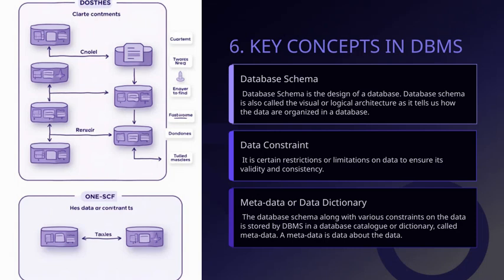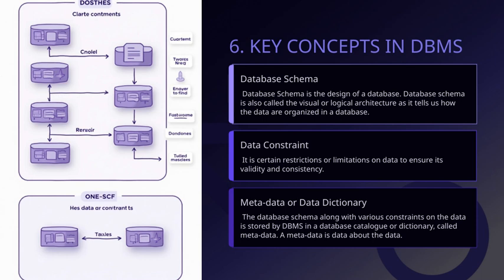Now, let's look at some key concepts in a database management system. First up is the database schema. Think of the schema as the blueprint or the design of the database. It's also known as the visual or logical architecture because it shows us how data is organized and structured within the database. This is crucial because understanding the schema helps us see the overall layout and relationships of the data.